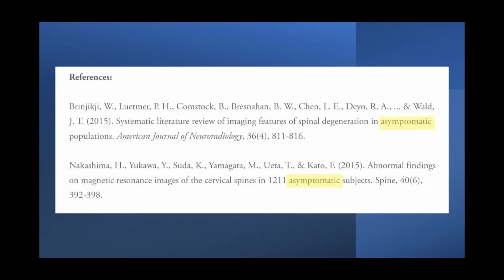It comes from these types of articles, and there's a lot of them in the literature. There's a couple that I just pulled off, and it was in a recent publication as well where they were referred to. What I want to bring to your attention here is that they're talking about asymptomatic cohorts of people with MRI findings of degeneration. It's in the lumbar spine and also in the cervical spine too. This study was reviewing 1,200 patients. Remember, highlighted, they're saying that these are asymptomatic populations.